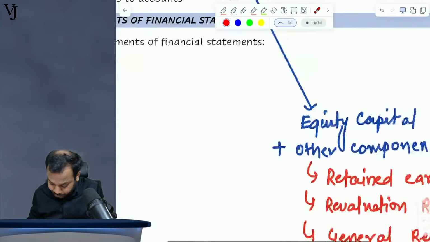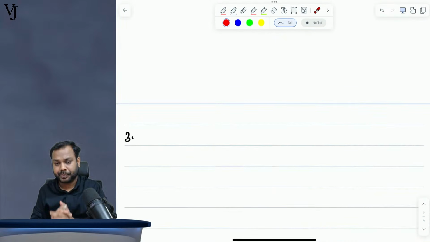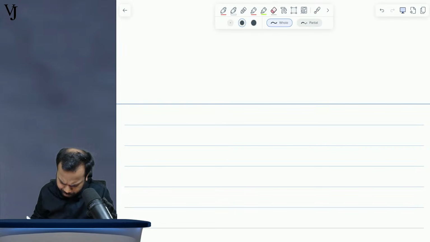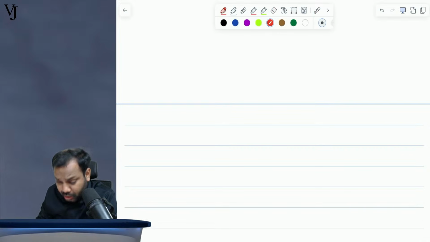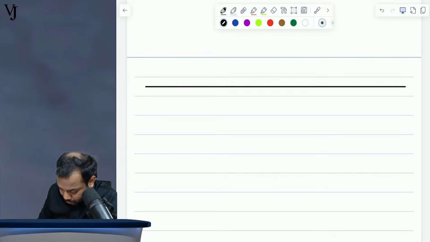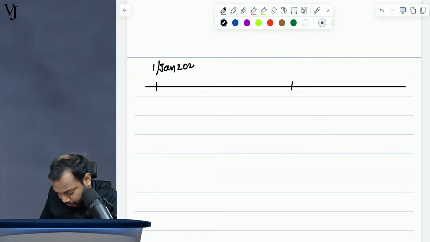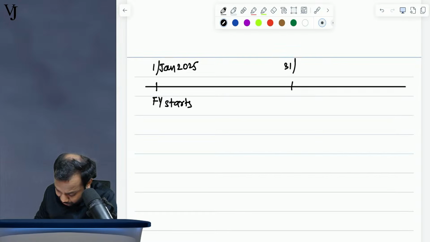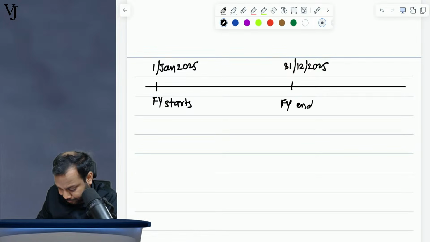Now, understand one basic thing before moving on to the elements. Let's suppose this is a line chart. This is my financial year. It starts from 1st January 2025, and my financial year ends on 31st December 2025.